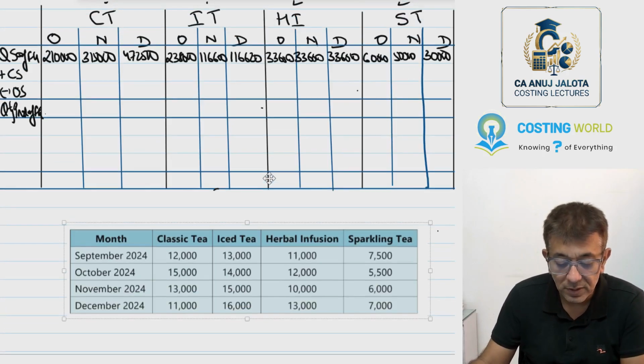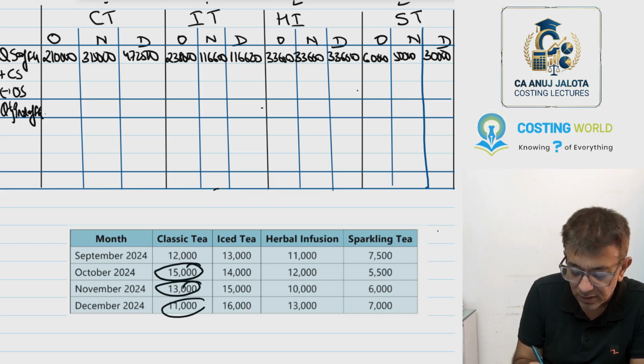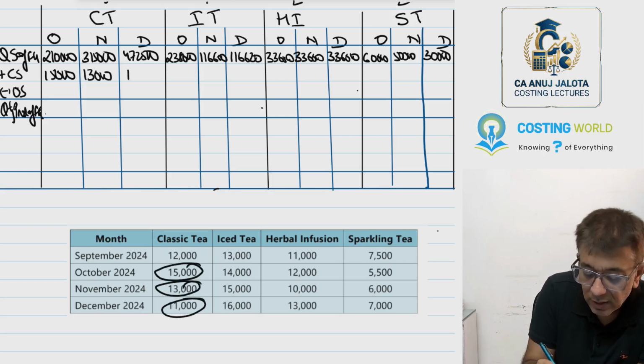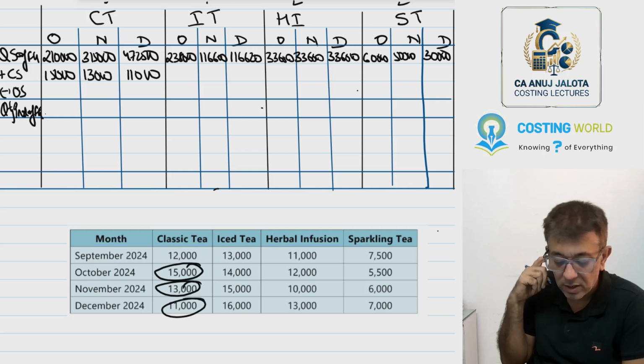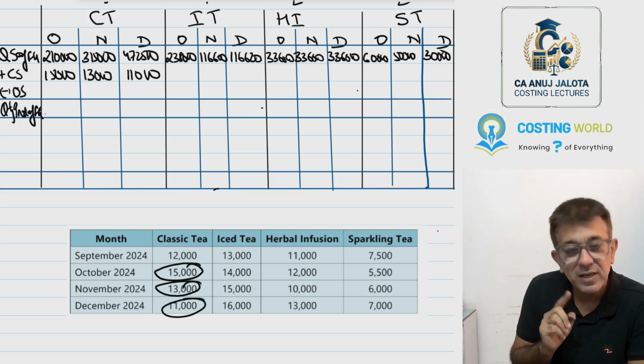Okay, so let me start to be using this. See, let me do it for classic tea. This is the closing stock for October, November, December. So 15,000, 13,000, 11,000. Okay, 15, 13, 11. Okay, now less opening stock.